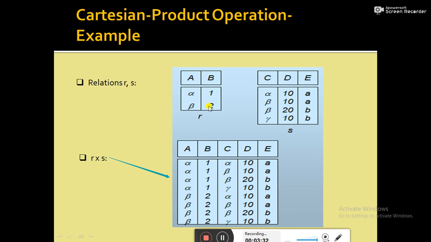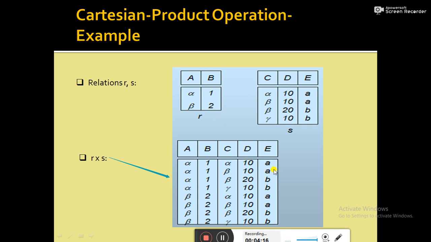Let me explain that. If you perform R cross S, then every tuple in R, for example alpha 1, beta 2, is going to be associated with every tuple of S. Again I am repeating, every tuple of R is going to be associated with every tuple in S. So that record is going to be stored over here. Take an example: first tuple, alpha 1. Alpha 1 is going to be associated with every tuple of S. So the first record will be alpha 1, alpha 10A. Second, alpha 1 is associated with beta 10A.